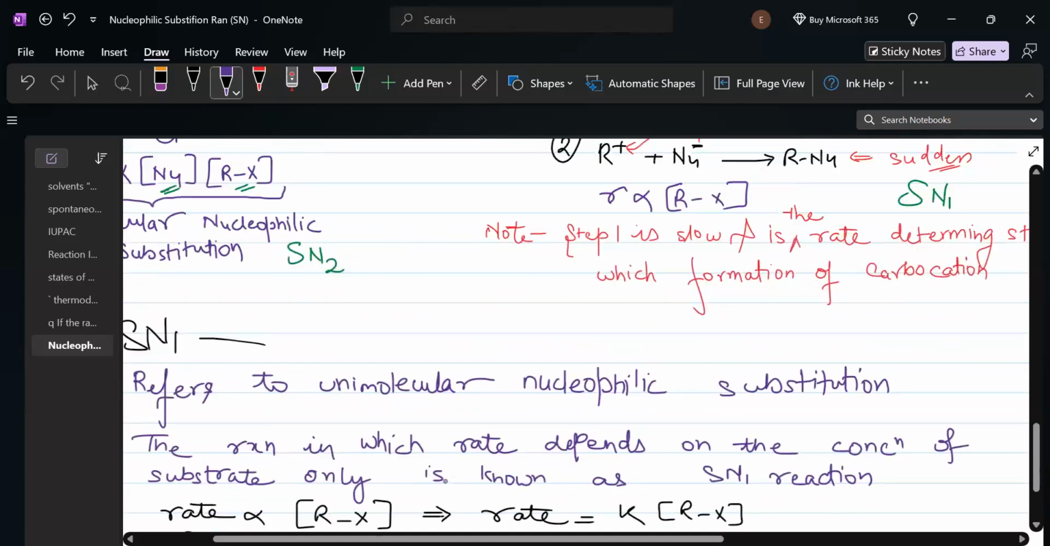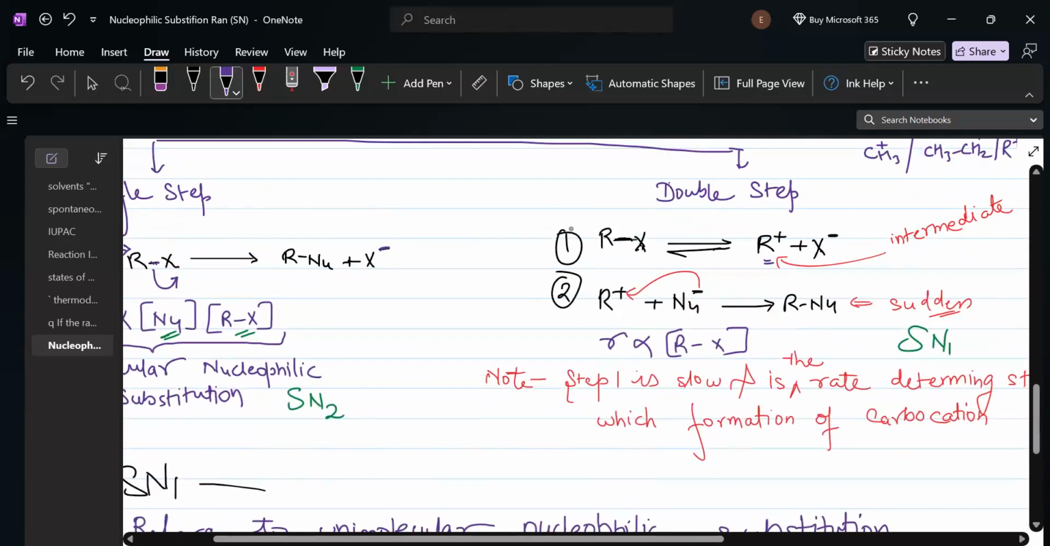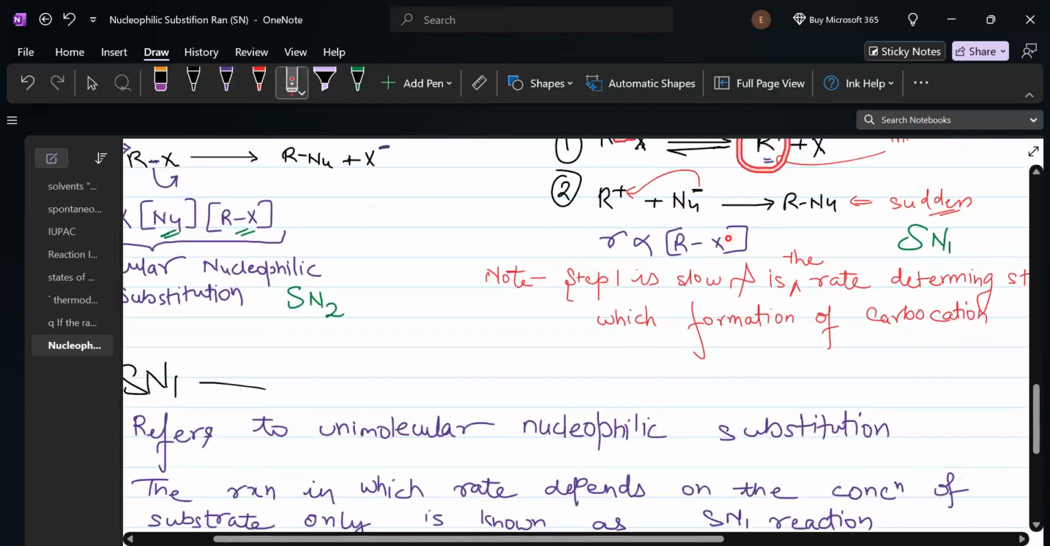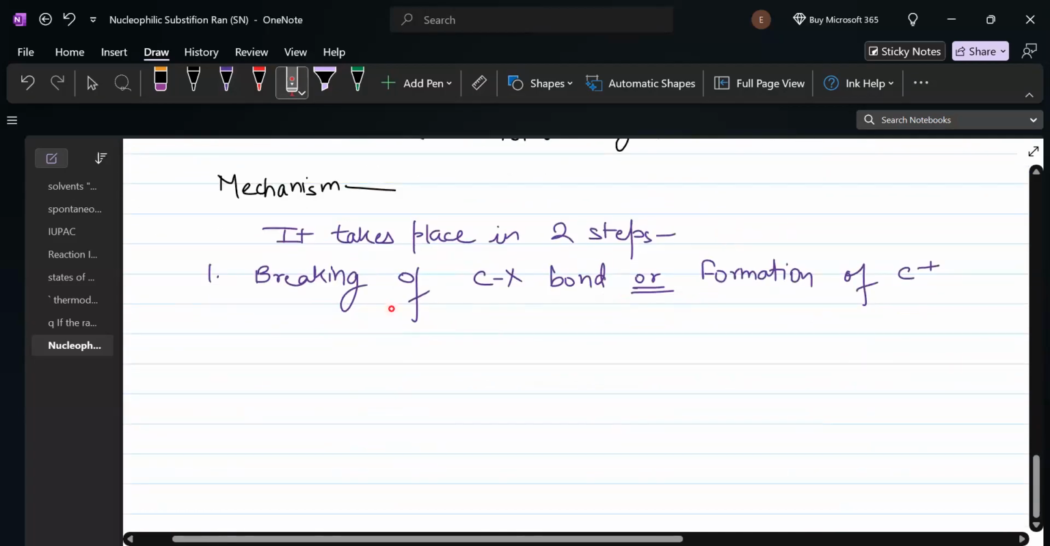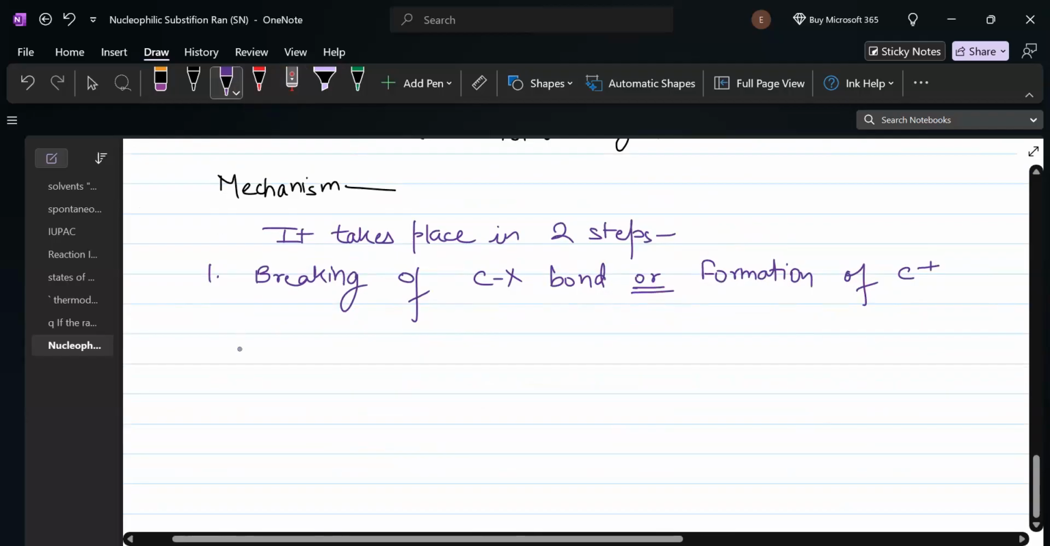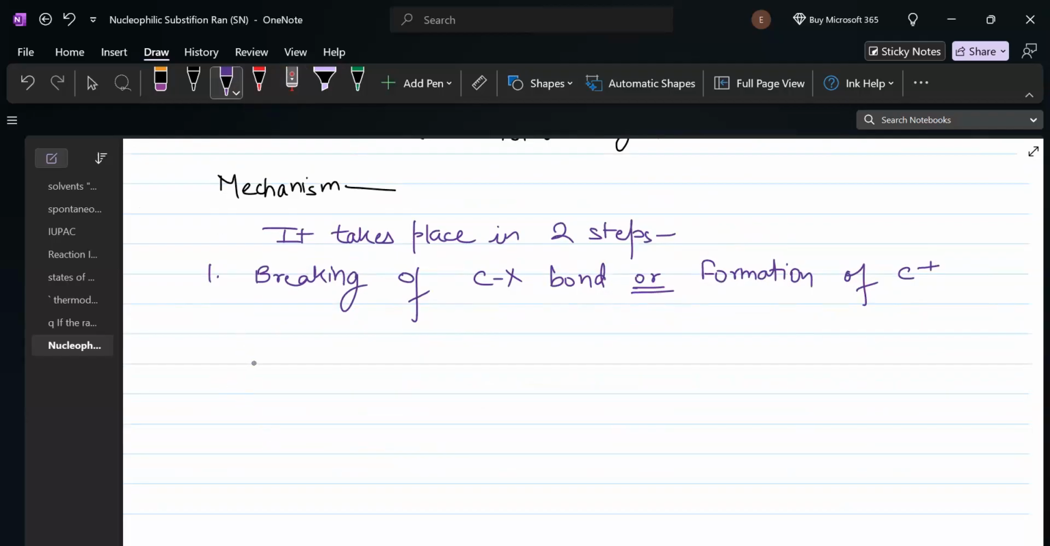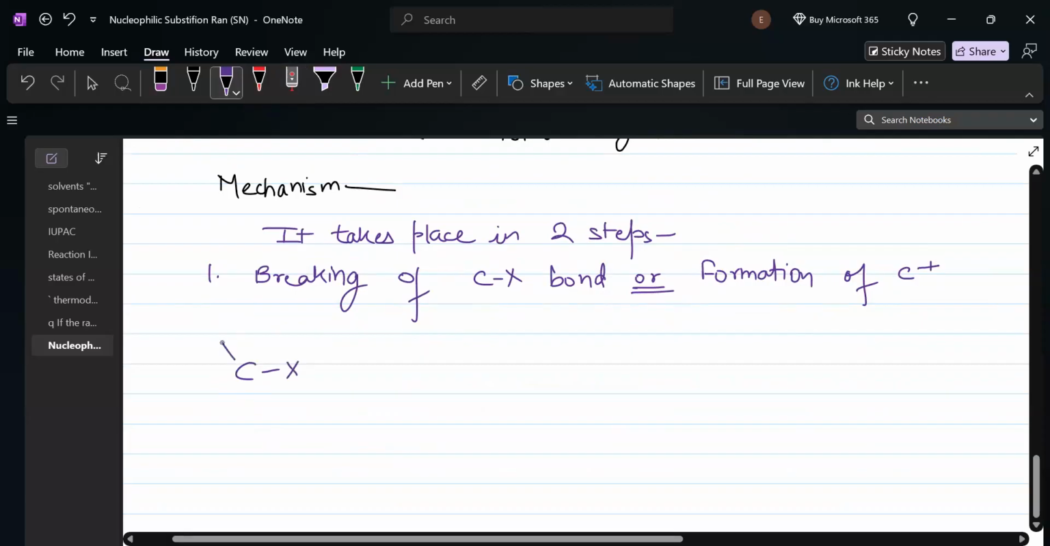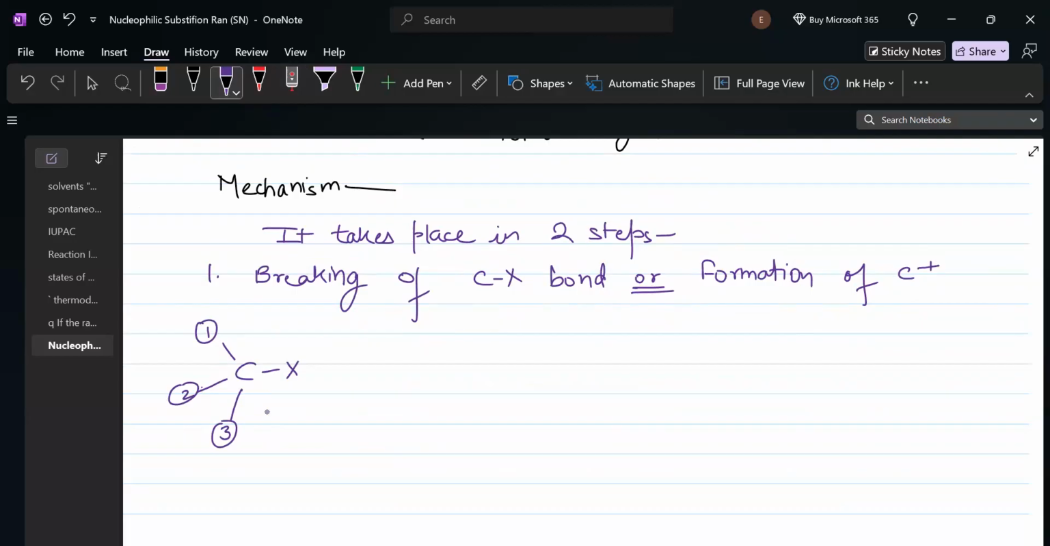So in the first step, this bond has been broken, right? This bond has been broken, and carbocation is formed. So that is why we have written here: breaking of C-X bond or formation of carbocation. And this is more popular, that formation of carbocation is the first step. So see the diagram in the C-X thing. These 1, 2, 3 things can be hydrogen also, can be CH3 also. Okay, can be anything. This is the alkyl group.